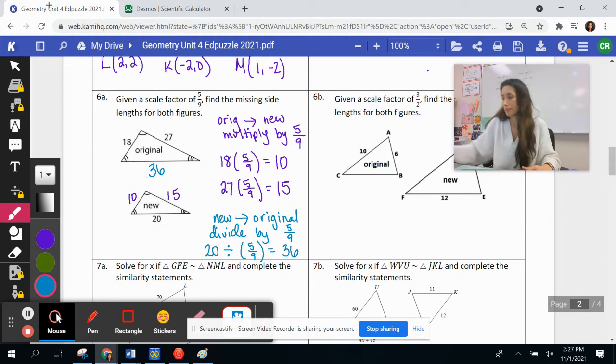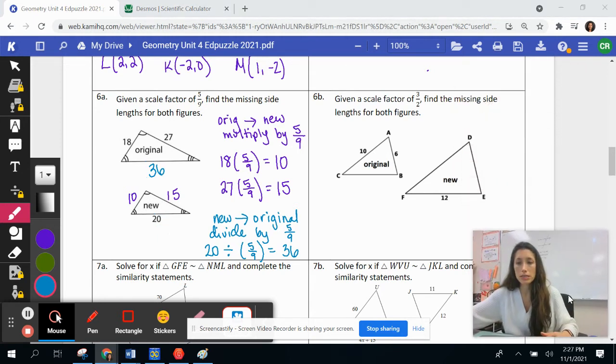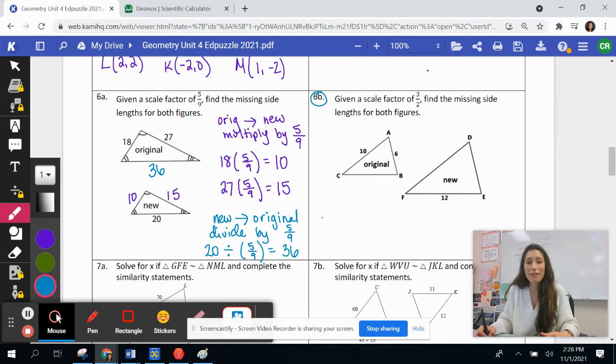Okay. All right, so let's look at question 6B. Go ahead and solve for first the length of FD. Find the length of DE. And find the length of CB.